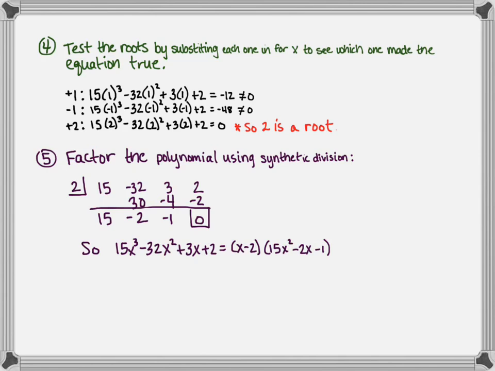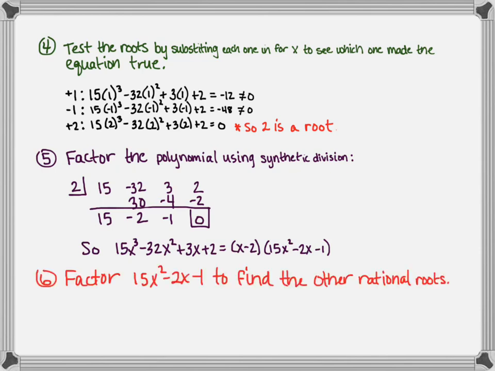So we could go through and test another possible rational root, or we can factor 15x squared minus 2x minus 1. I'm going to choose to factor to find the other rational roots. Because a is greater than 1, we'll use the x box method. At the top of the x, we'll put 15 times negative 1, or negative 15. At the bottom of the x goes negative 2. We need numbers that multiply to negative 15 but add to negative 2. Those are negative 5 and positive 3.